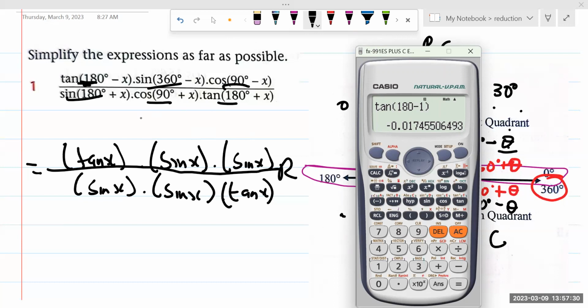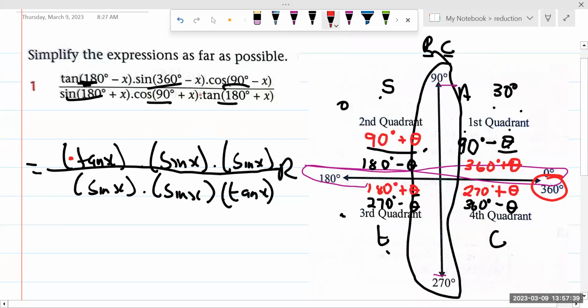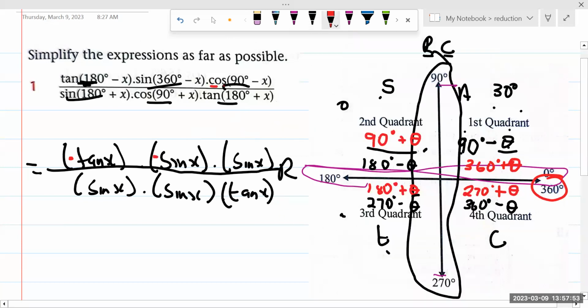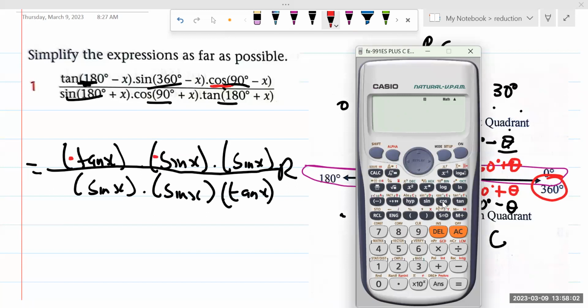Now, the next thing that I'm going to do is to use the calculator so that I know whether it's positive or negative. Here I get a negative answer. I'll come and say this thing here is supposed to be negative. And then go to the next one. I'm going to have sine 360 degrees minus 1 equals to, we get a negative answer. Okay? So I put a negative here. Here I'm going to type cos 90 minus 1 equals to, we get a positive or negative answer. If you get a positive answer, we leave it exactly the way it is.